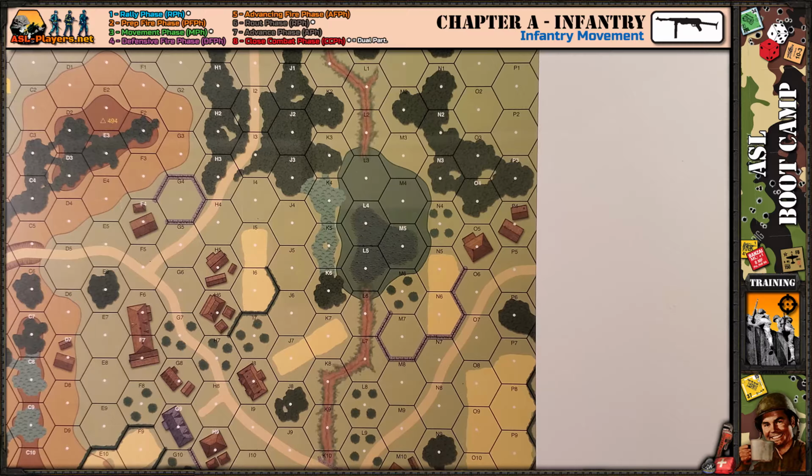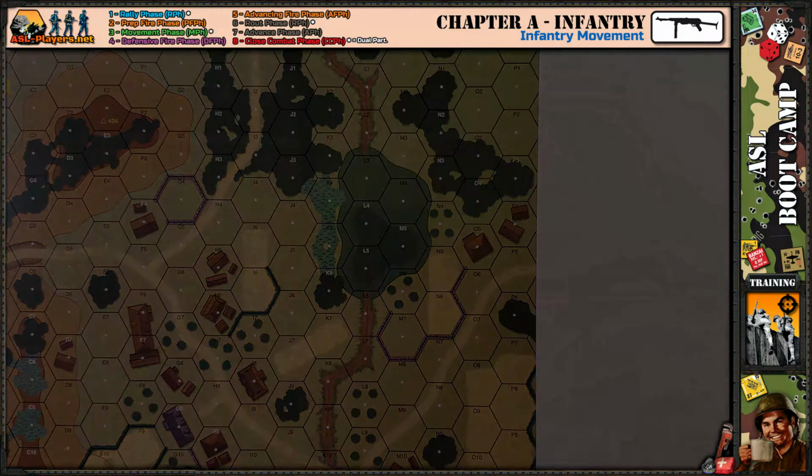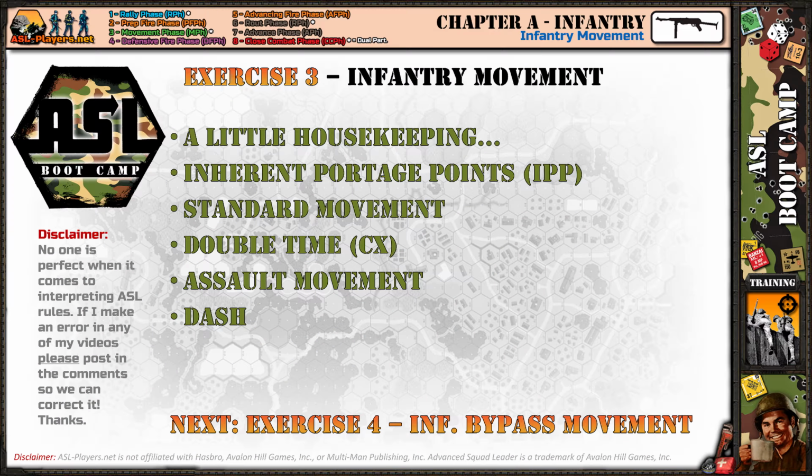This is exercise 3, infantry movement, and we're going to start getting into the meat and potatoes of ASL, specifically infantry movement and infantry fire principles.